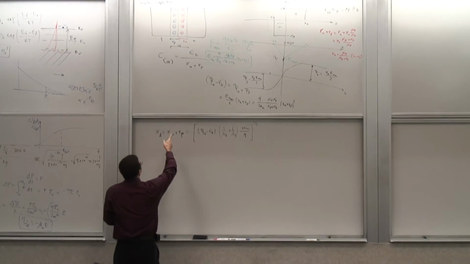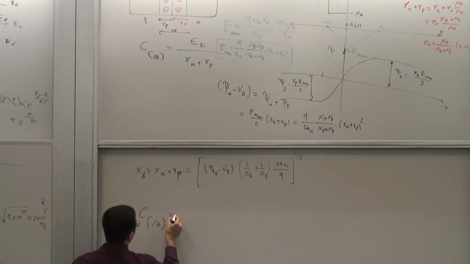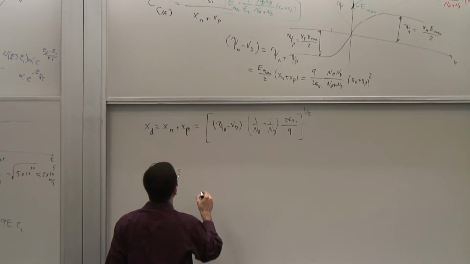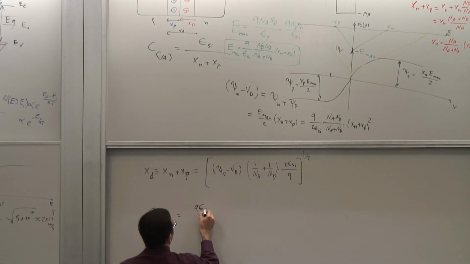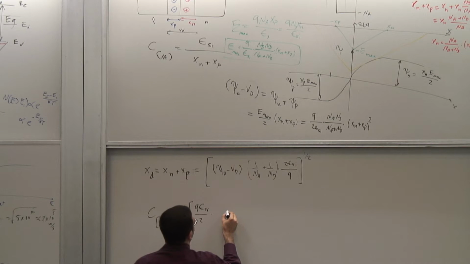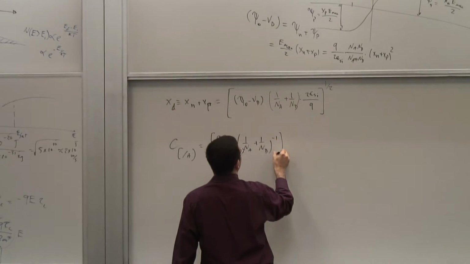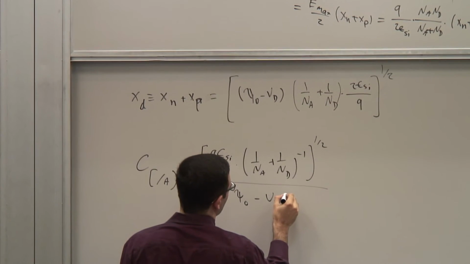Because the next step is just to plug that into the first equation we had and calculate the capacitance per unit area. There's an epsilon there, so it gives you Q epsilon silicon over 2, and then 1 over NA plus 1 over ND. And then you have all of that square root, and in the denominator, psi naught minus VD, square root of that.